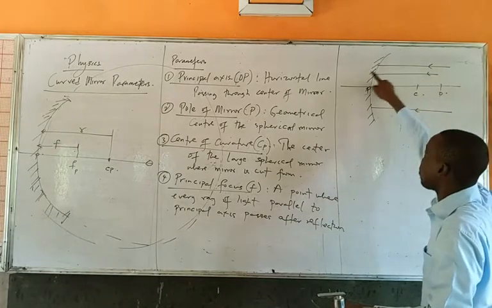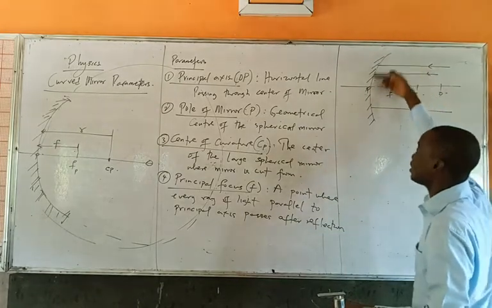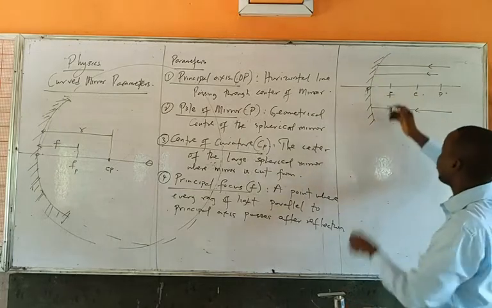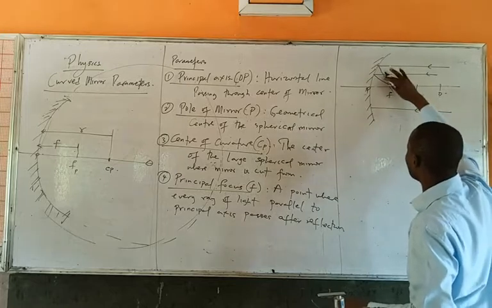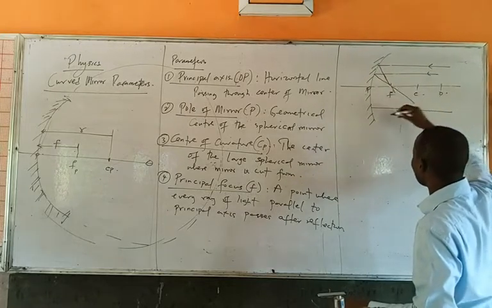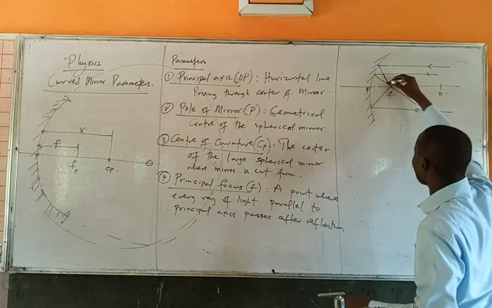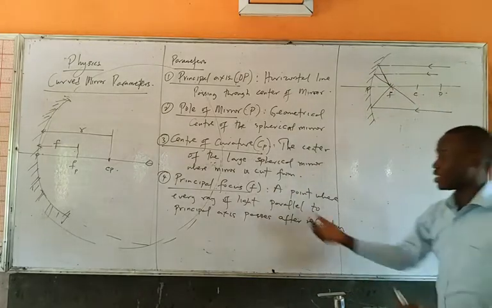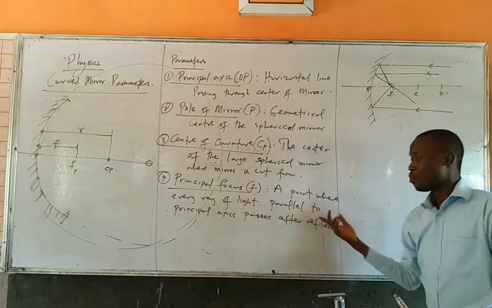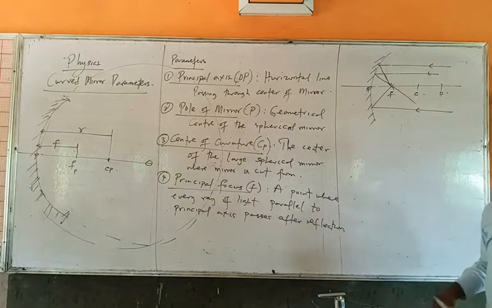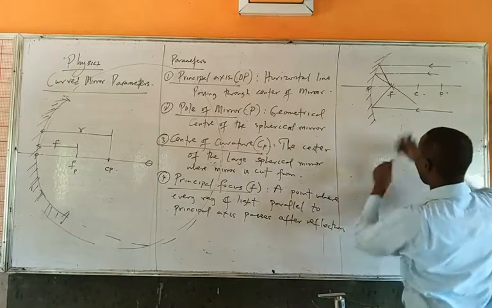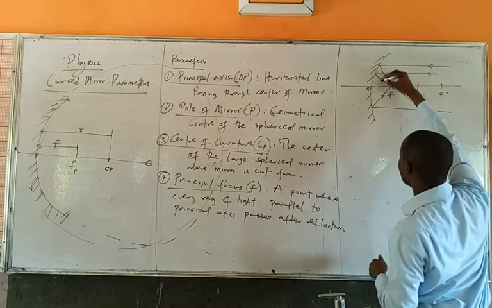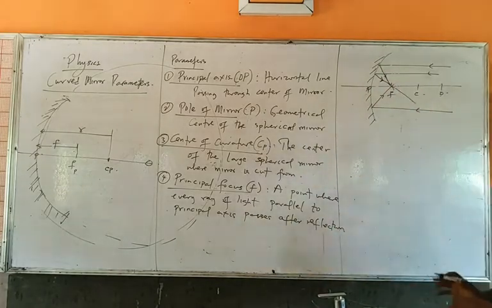Now, every ray of light parallel to the principal axis, once they hit the spherical mirror, they will reflect through the principal focus. So that's the definition you have here. That's a point where every ray of light parallel to the principal axis passes after reflection. All these rays of light, after reflecting on this surface, what happens? They all converge through the principal focus. And that's the definition for the principal focus.